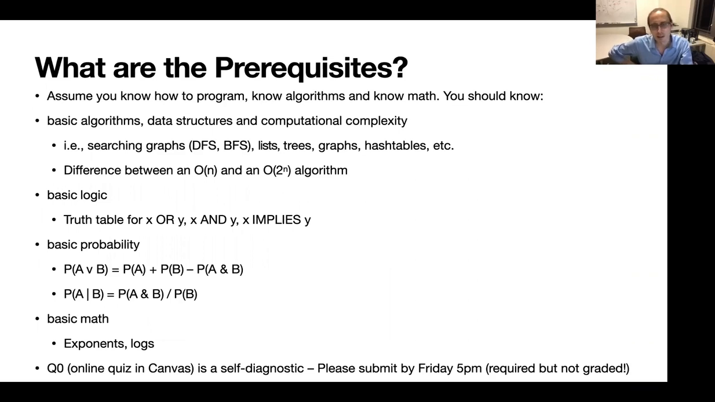And these are the key prerequisites. As I said before, it would be important if you know basic things about graphs, depth first search, breadth first search. If you also understand data structures like lists, trees, hash tables, these are important to know. Some basic concepts about computational complexity, what's the difference between an O(n) and an O(2 to the power of n) algorithm. One is polynomial, one is exponential complexity. Some basic logic and basic probabilities, and also some basic maths.